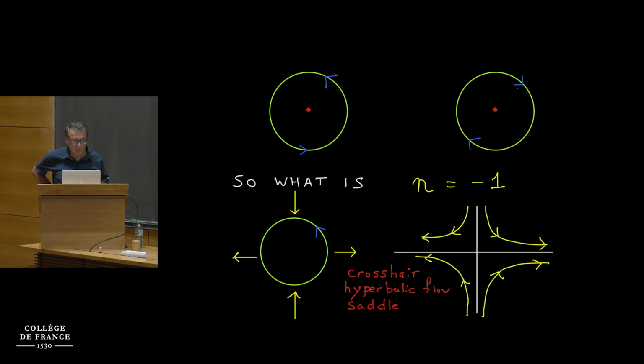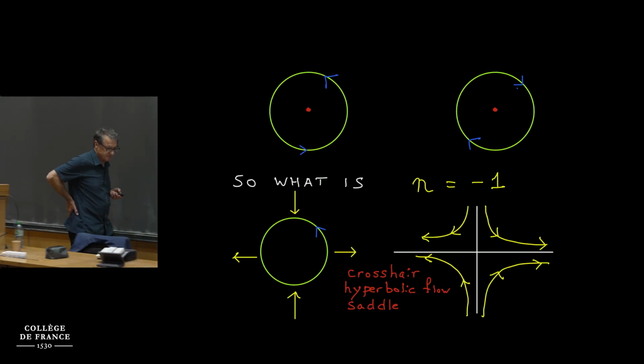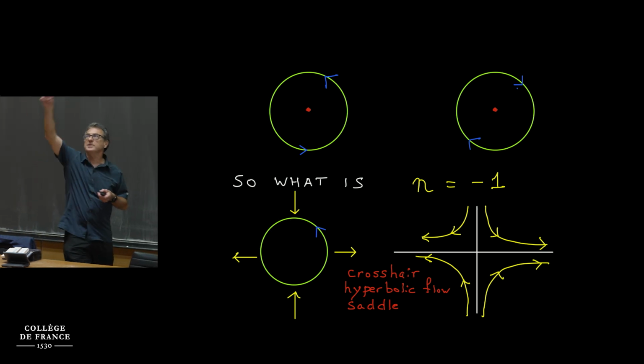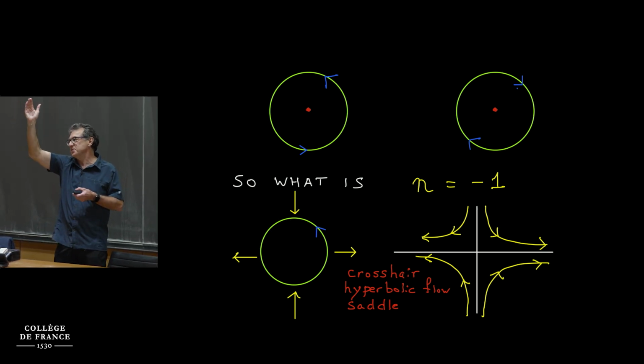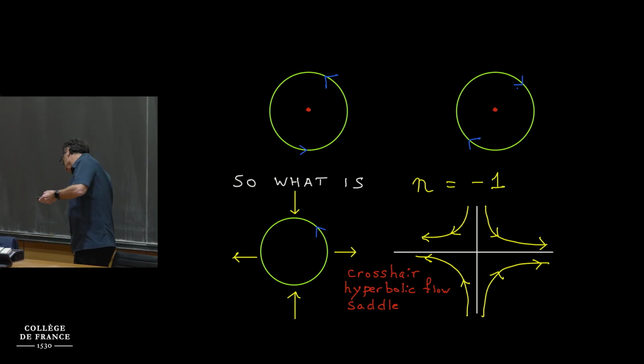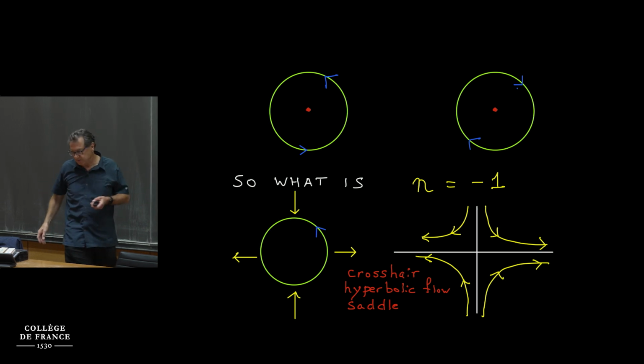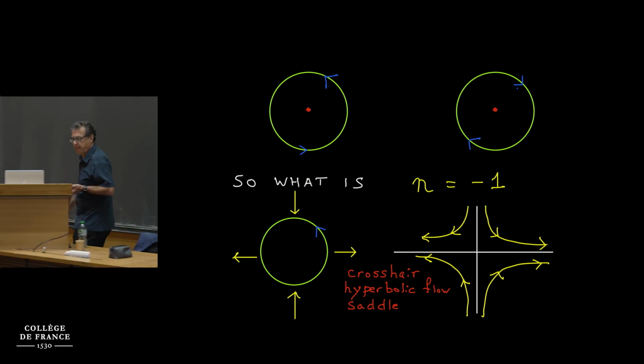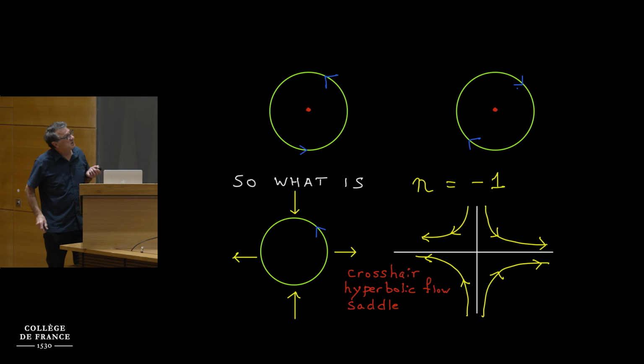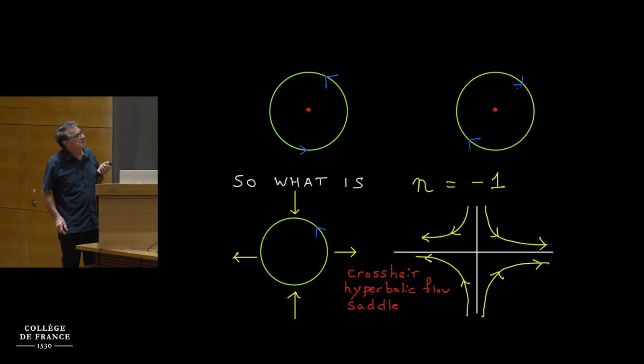Okay, so what's n equals -1? This means you go around this way and the vector field has to rotate in the opposite sense, like this. And that gives you this structure shown here, which in mathematics is usually called a crosshair, or hyperbolic flow in fluid mechanics, or a saddle. You have 2 things going in and 2 things going out. Okay, so same with ice models, statistical mechanics, things like that.